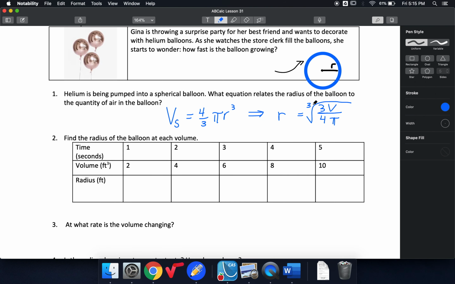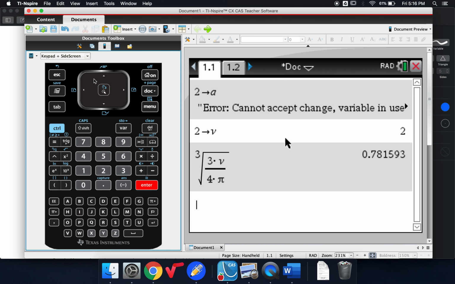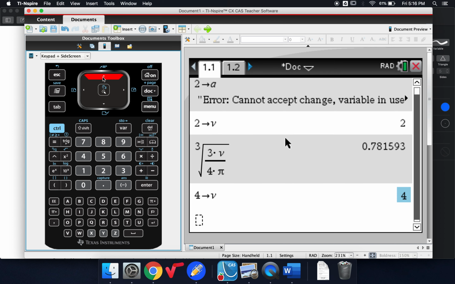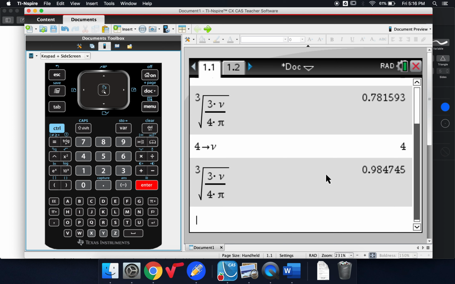Let me just make sure I'm doing the right thing. 3 volume over 4 pi. And then I'm going to hit Control Enter to get an approximation. I get 0.78. And now I can modify my volume to match my different values and just recalculate my radius values. So 0.78, and again, always at least 3 decimals.